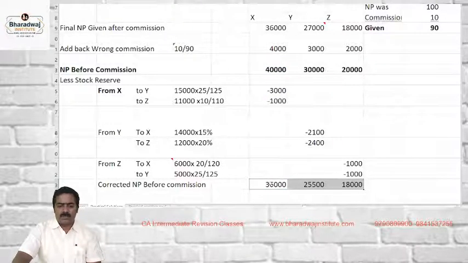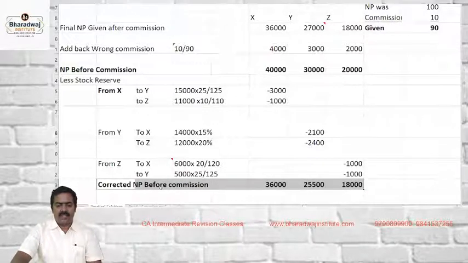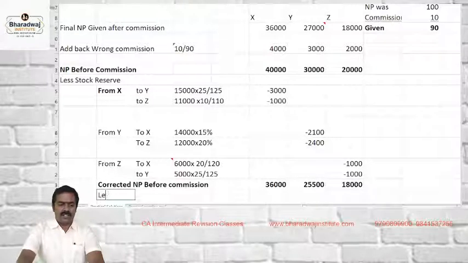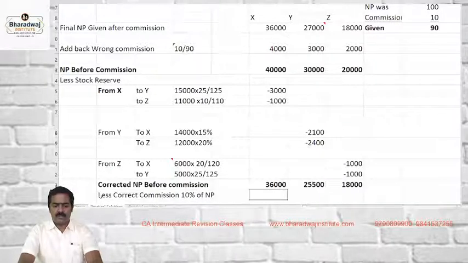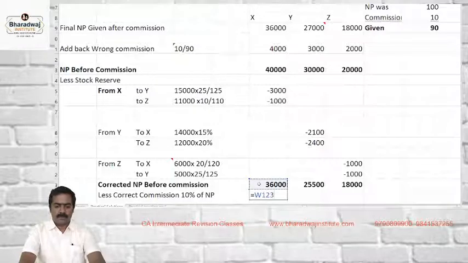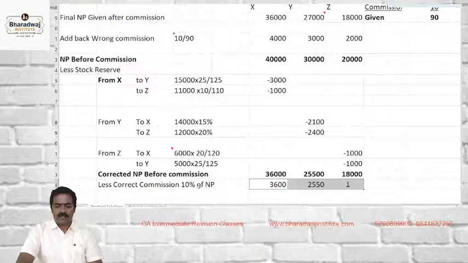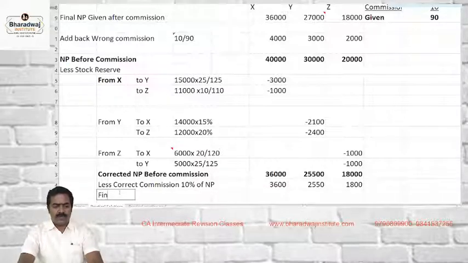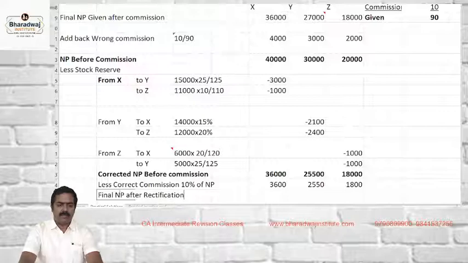Otherwise, you can call it as this is a profit after eliminating stock reserve. This is what is the mistake they have done. We have corrected it. Now, less correct commission. How much percentage? 10% of net profit. So, this into 10%. Not 10 by 90 or 10 by 110. So, final net profit after rectification. What is the final net profit after rectification?